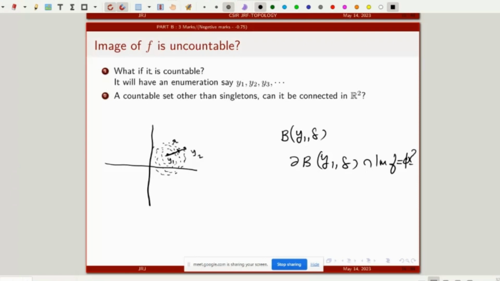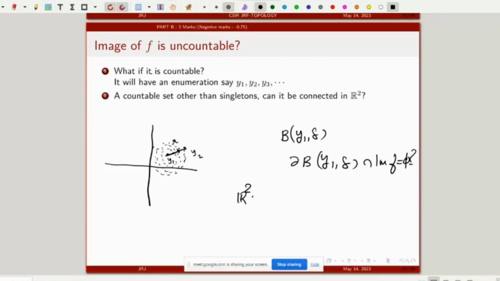We have uncountably many balls around y1, and in the image set we have only countably many points. So obviously there will be a ball without any of these points. Because if all these uncountable circles contain one point each, then the image set will become uncountable, which is not possible. The image set is countable. So we can choose a ball centered at y1 without containing any of these points. On the boundary, it will not contain y2, y3, etc. So with that ball, we can give a separation for R2.